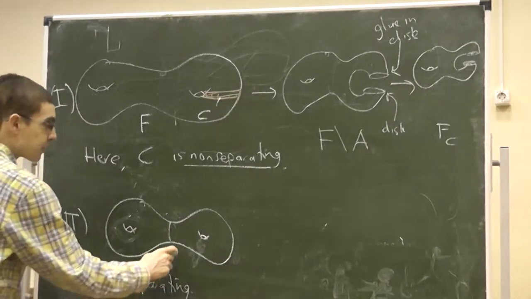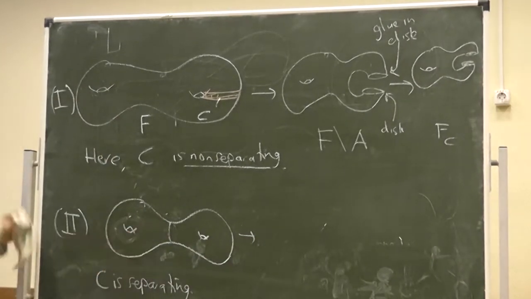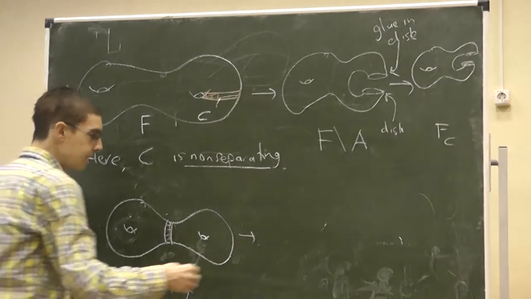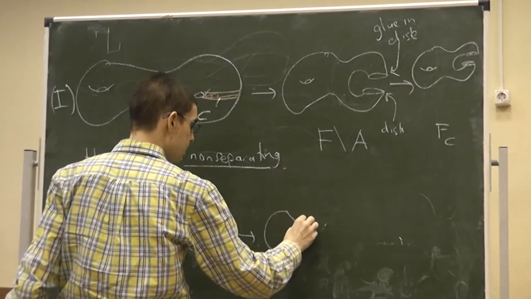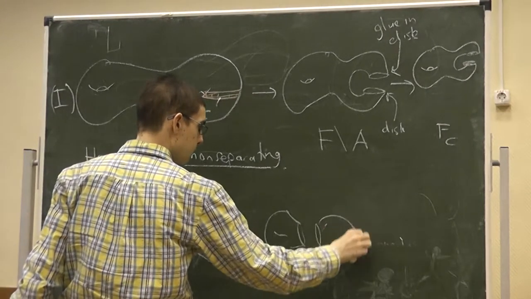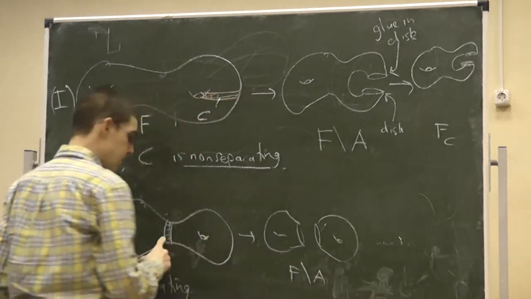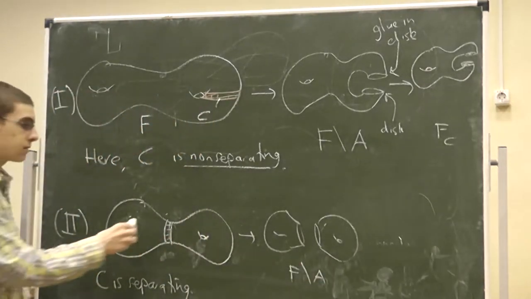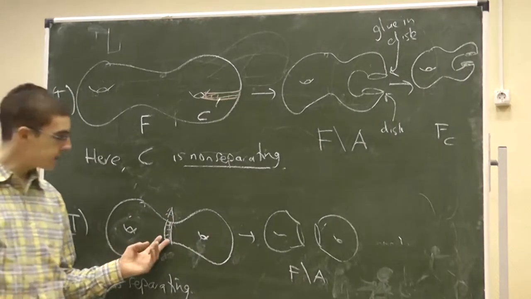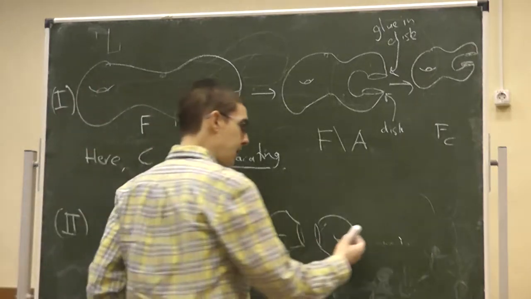So here C is separating, so if we did the surgery along it, we first thicken it up and we delete. And then we glue in discs along the two boundaries.